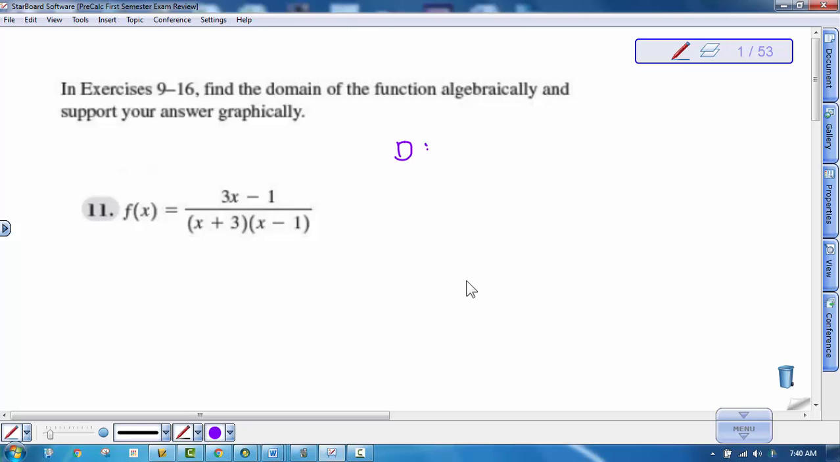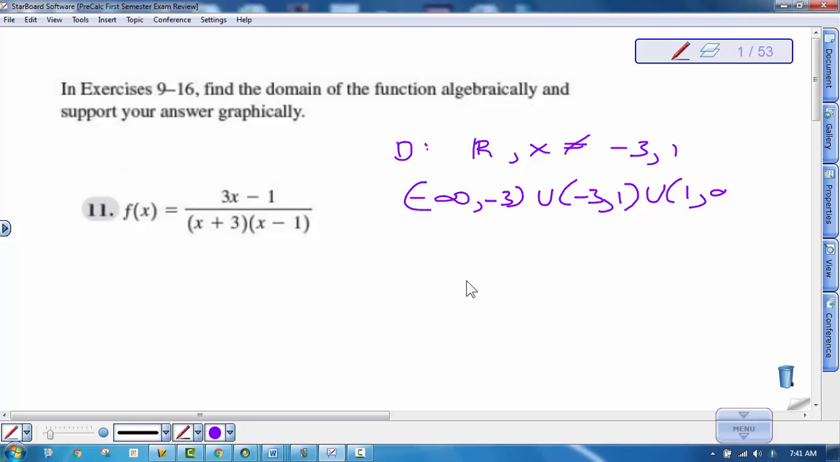So in this one, we get all real numbers here except for -3. So I'm going to say x is all real numbers for the domain, except for x cannot be -3 and 1. Now in interval notation, that'd be all real numbers from -infinity all the way to -3, as well as -3 to 1, and then as well as 1 to positive infinity, not including -3 or 1. So that's the way we want to write our domain in interval notation.